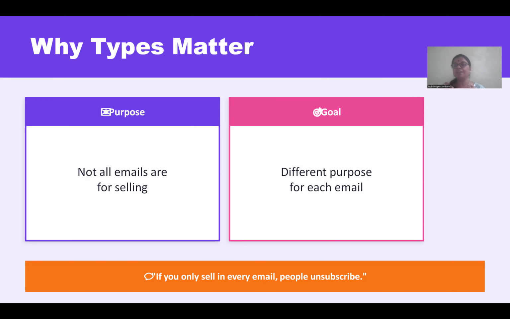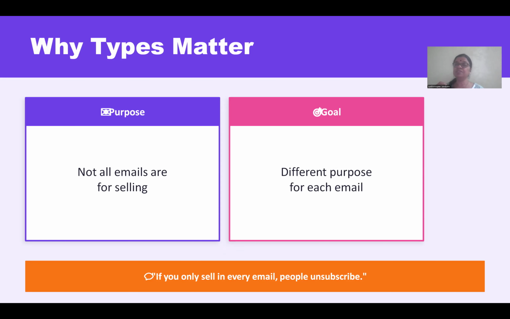All emails are not for selling. Based on your requirement or the customer's requirement, the email will change. The purpose and goal will be different, a different purpose for each email. If you only sell in every email, people will unsubscribe. They will think that we are spamming their inbox.